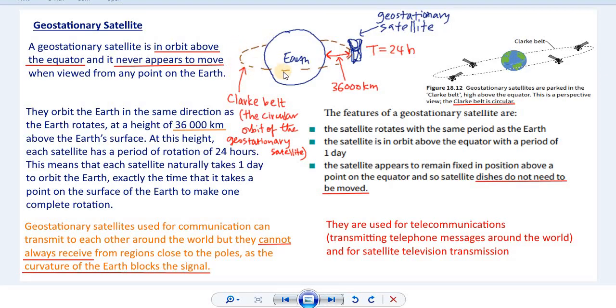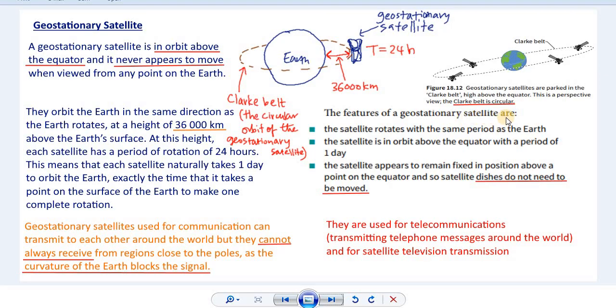Since all these geostationary satellites are above the equator, parked on the clock belt, the signals from the North Pole or the South Pole can't really reach those geostationary satellites. So we can't really use cell phones, for example, when we are at the poles, if they are to transmit those signals to these geostationary satellites directly. See, they cannot always receive from regions close to the poles, as the curvature of the earth blocks the signal.